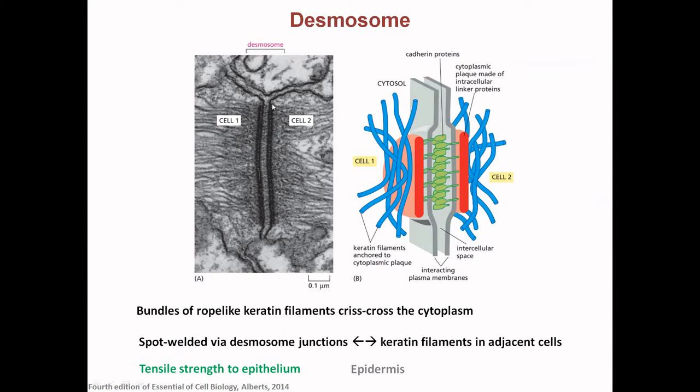Desmosomes look like this. This is cell 1, this is cell 2. This is the cadherin, as we have discussed earlier. This is the linker protein. And the cytoskeletal fiber is the keratin filament. This is the intermediate filament in the case of desmosomes. So these rope-like keratin filaments crisscross the cytoplasm. These are the spot welded desmosome junctions, and they provide the tensile strength to the epithelium that is found in the epidermis.